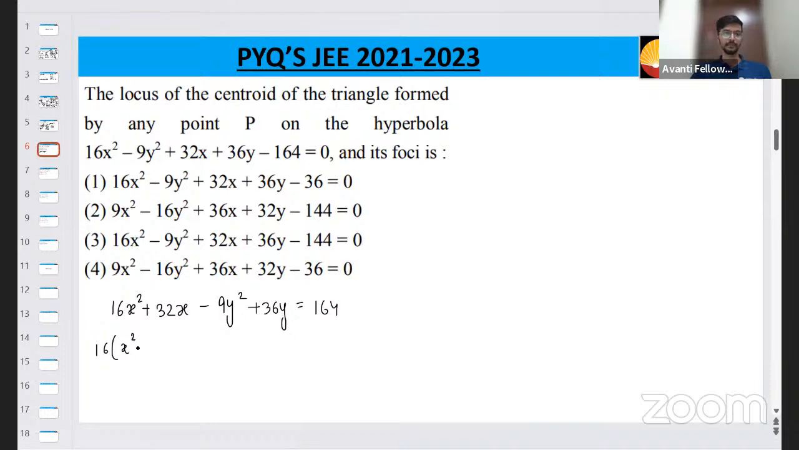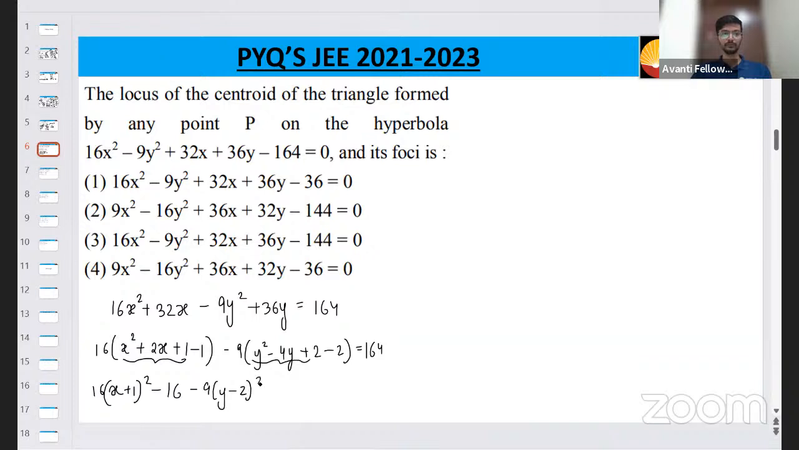So we can write x square plus 2x. For completing the square, we'll do plus 1, minus 9 common, y square minus 4y. So here we'll do plus 2 minus 2 is equals to 164. So this will become x plus 1 the whole square minus 16 minus. Similarly here this will become 9 into y minus 2 the whole square plus 18 is equals to 164. So the equation that we got is 16x plus 1 the whole square minus 9 y minus 2 the whole square is equals to 162.